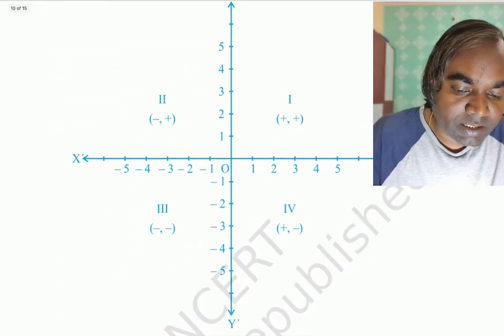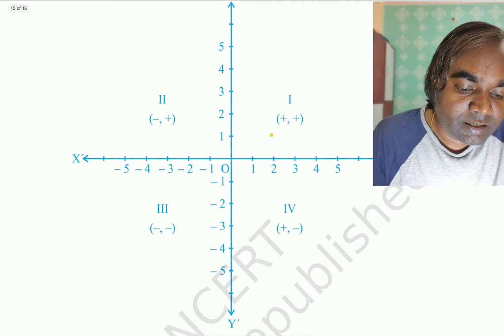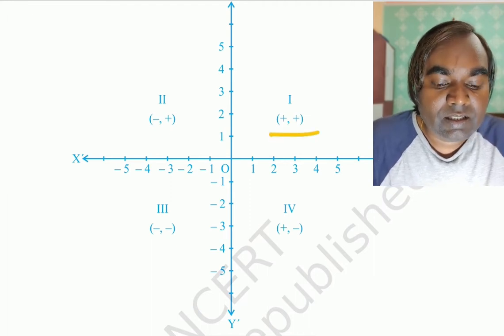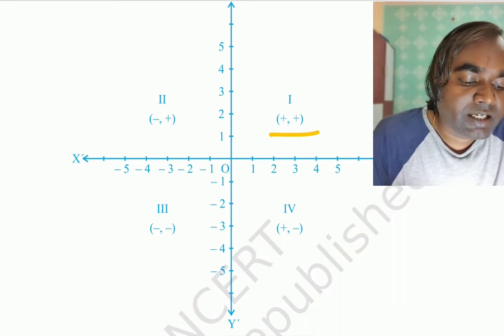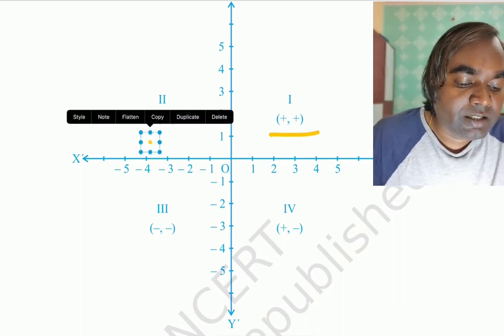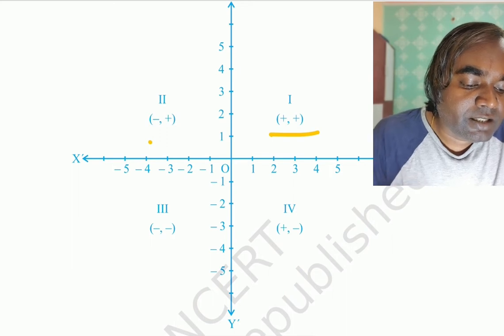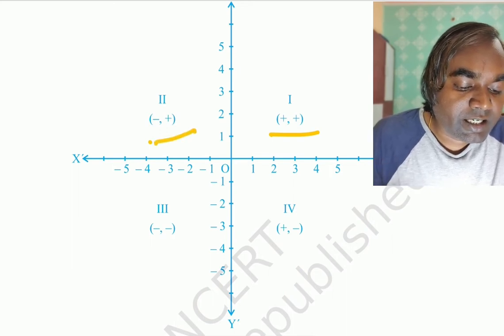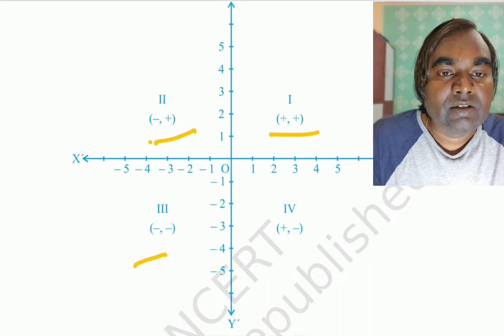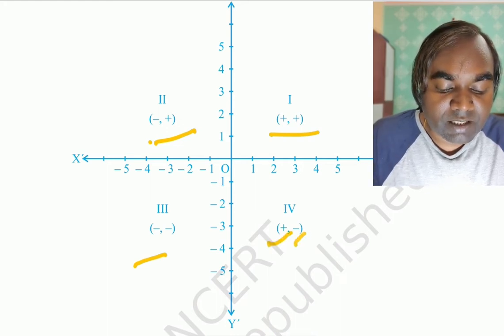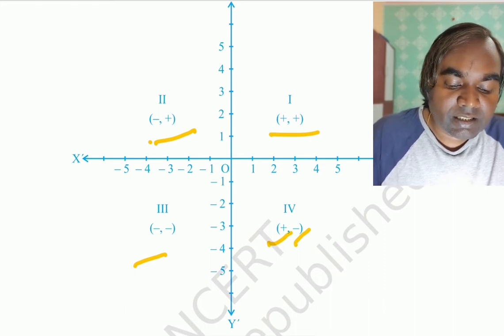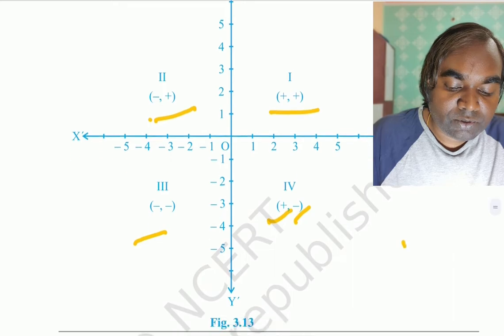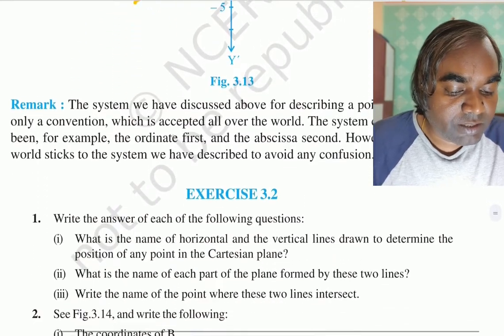Now, what I have told you: in quadrant 1, x and y both are positive. In quadrant 2, x is negative and y is positive, and in quadrant 3 both x and y are negative. In quadrant 4, x is positive and y is negative. So follow these sign conventions and you will be able to decide the position of any point.